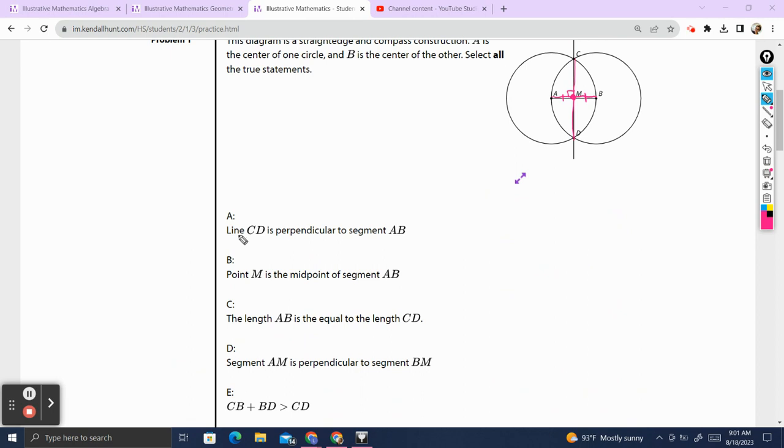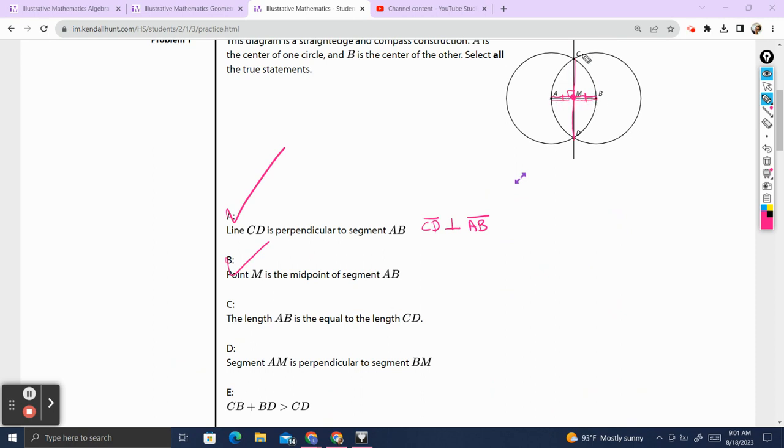So, when we ask, is line CD perpendicular to AB? Yes, it is. We write that in geometry language as CD perpendicular to AB. Is point M the midpoint of segment AB? Well, as we just talked about, this is a perpendicular bisector, and bisector means to split in half. We just split segment AB in half, which means this half is going to be equal to that half, which means M is the middle of the segment. So yes.